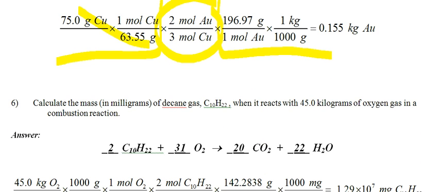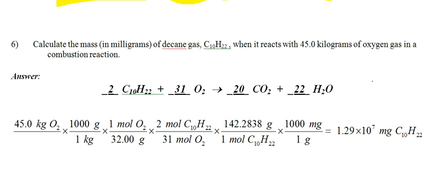All right, number 6. Calculate the mass in milligrams of decane when it reacts with 45 kilograms, boy, I'm making this an ugly one, of oxygen in a combustion reaction. Now this is a very involved problem. First of all, you don't have the easiest equation here to balance, so that right there is pretty ugly.